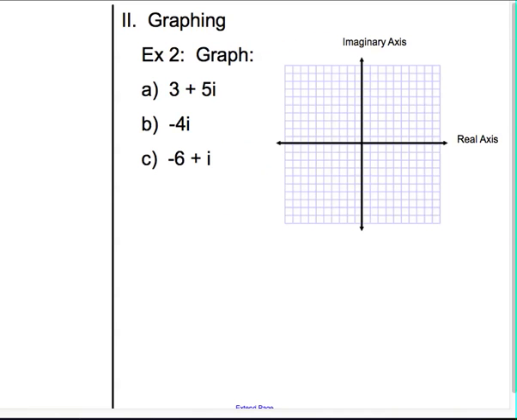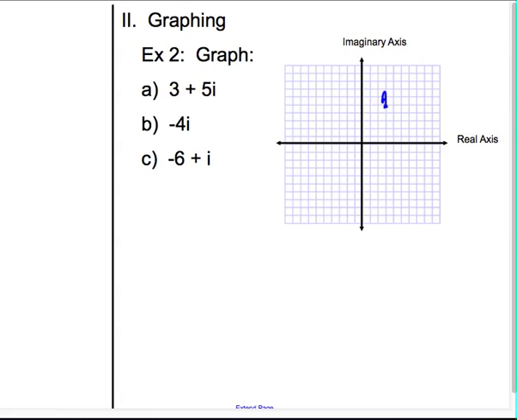When you graph with complex numbers, the x-axis becomes the real axis, or the real number part of the complex number, and the y-axis turns into the imaginary axis. So when we're graphing point A, 3 plus 5i, I'm going to go right 3 because it's positive, and up 5 because that's also positive. So right here would be point A.